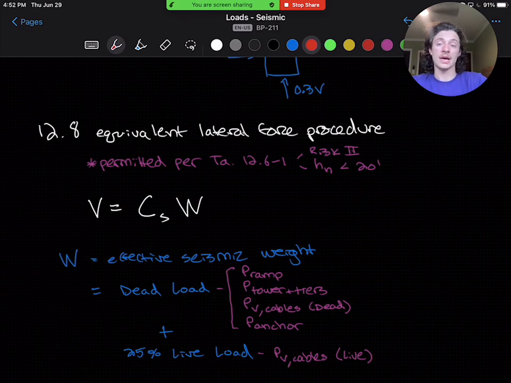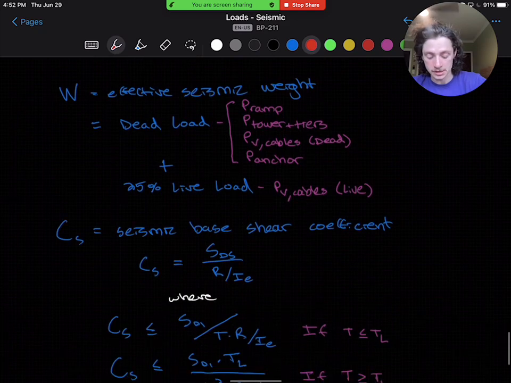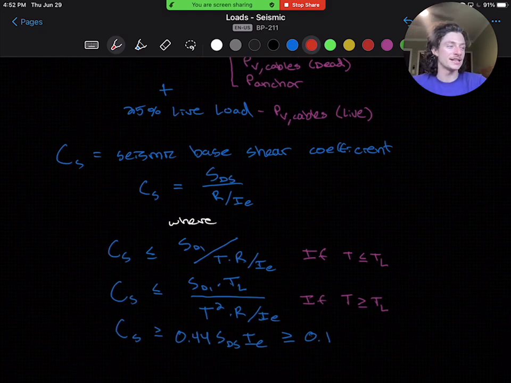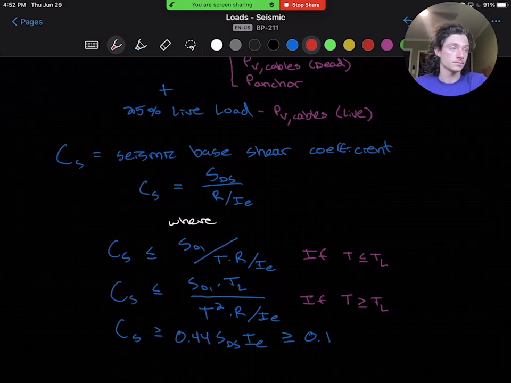CS is our seismic base shear coefficient, and this is calculated by the following equations. There are a lot of equations here, but it really just depends on the fundamental period of the structure compared to our TL, which is another mapped value called the long-term transition period. We don't have these mapped values for our case, but if you run the numbers, you'll see that because our structure is so rigid, it is highly likely that T is less than or equal to TL.